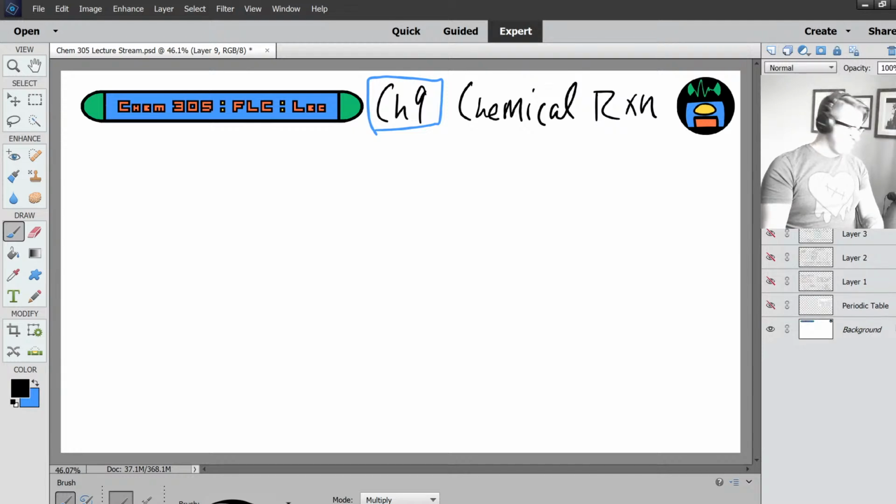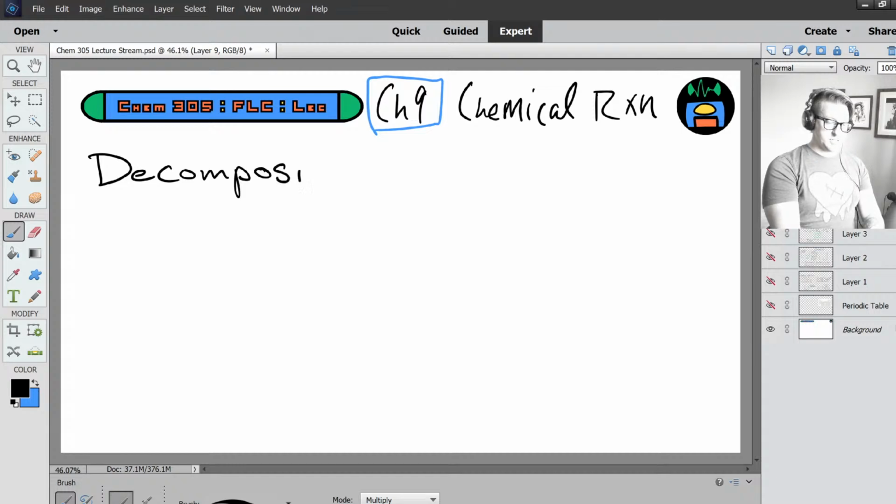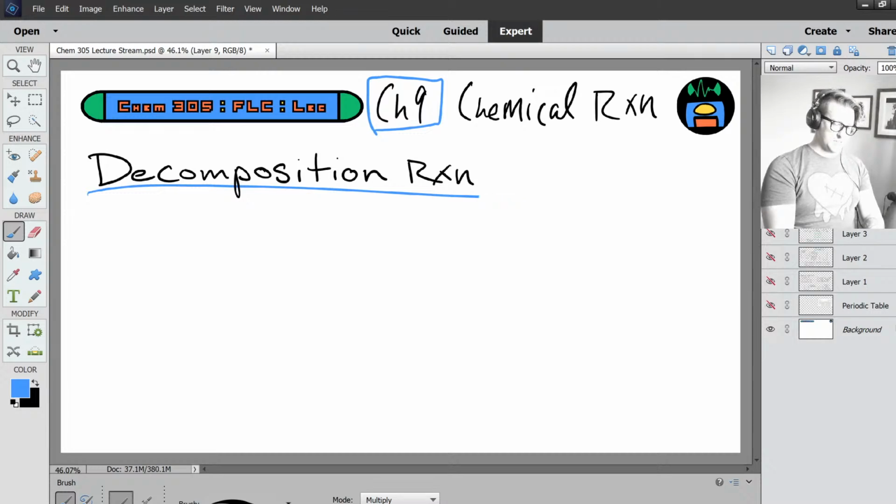All right, so that's combination. A very similar reaction, but moving in the opposite direction, would be decomposition. In a decomposition reaction, you start with something, X, and it falls apart. It breaks apart into two smaller pieces, which I'm just going to call Y and Z.